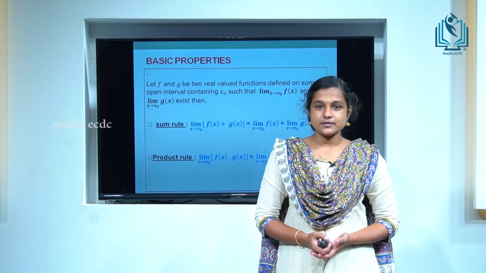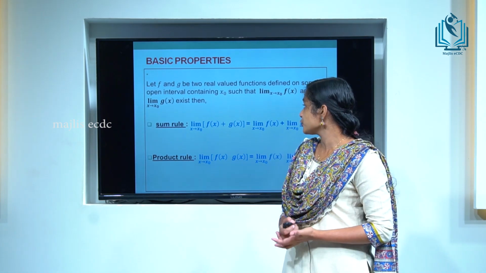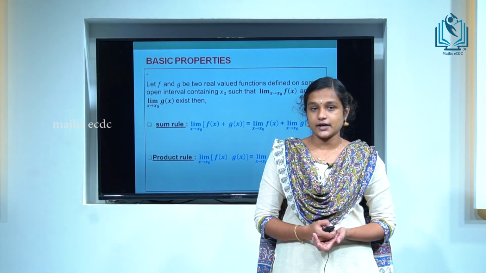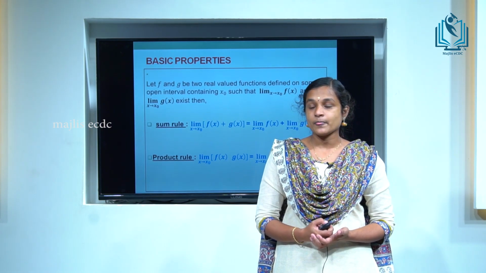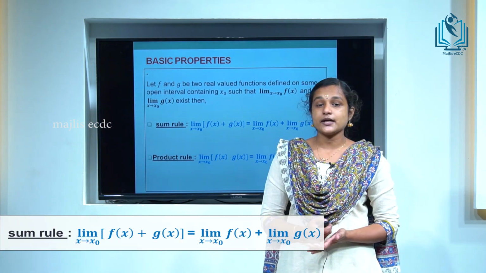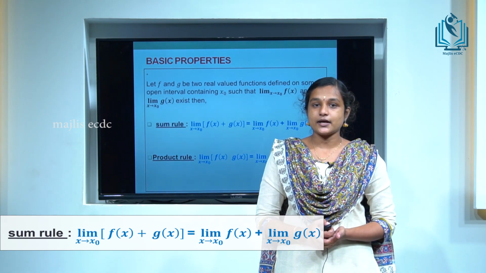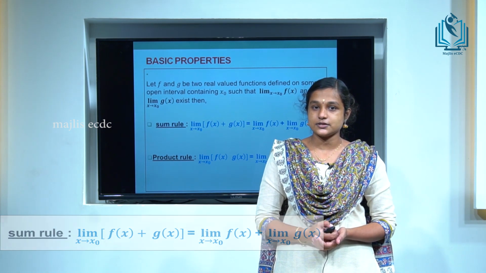Next we will discuss some basic properties of limit. Let f and g be two real valued functions defined on some open interval containing x naught, and the limits of f of x and g of x exist. First one is the sum rule. Limit x tends to x naught of f of x plus g of x equal to limit x tends to x naught f of x plus limit x tends to x naught g of x.